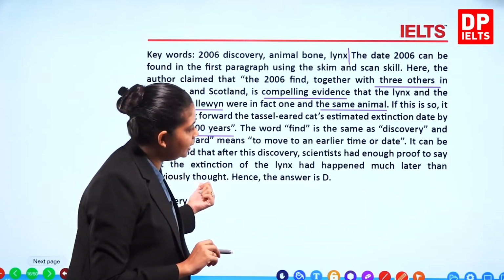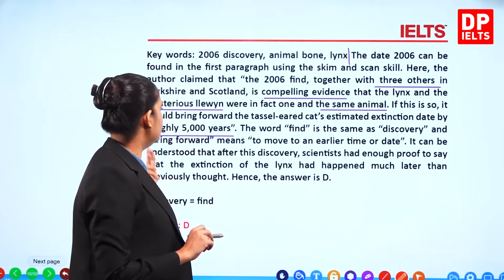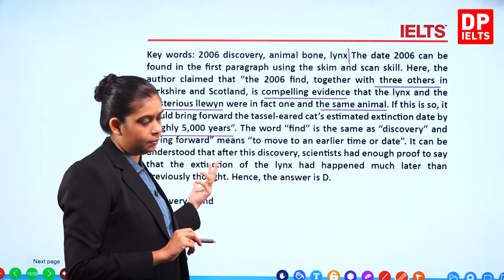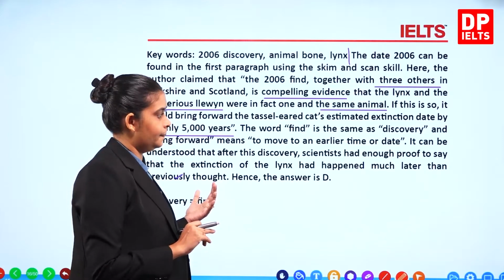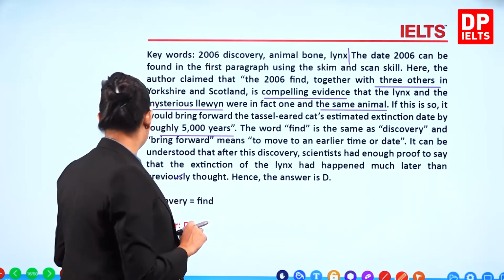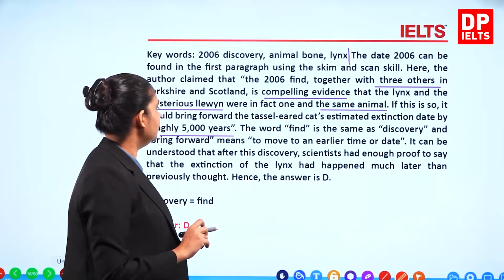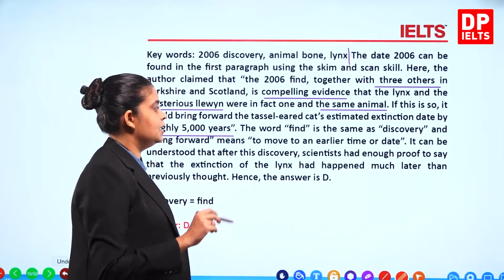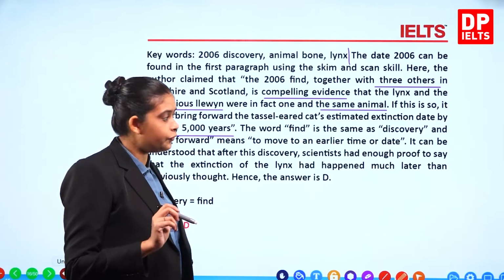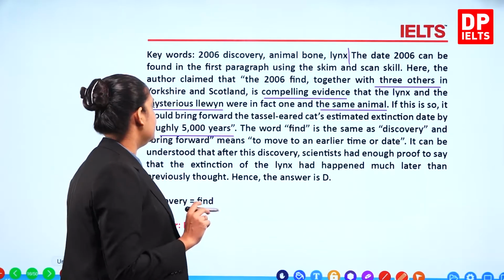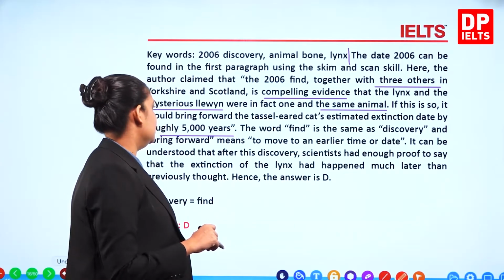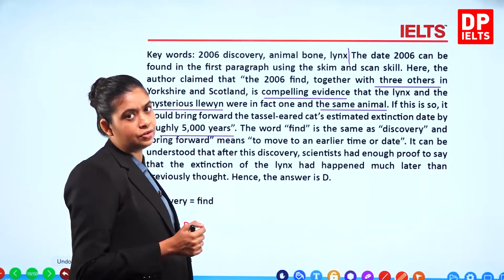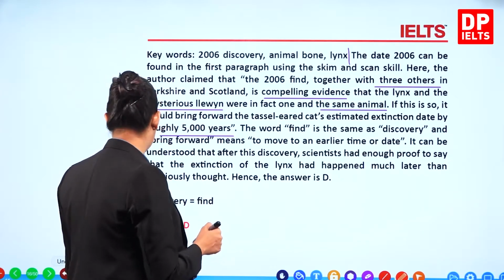The word find is the same as discovery. Bring forward means to move to an earlier time or date. It can be understood that after this discovery, scientists had enough proof to say that the extinction of lynx had happened much later than previously thought. So, the answer is D.